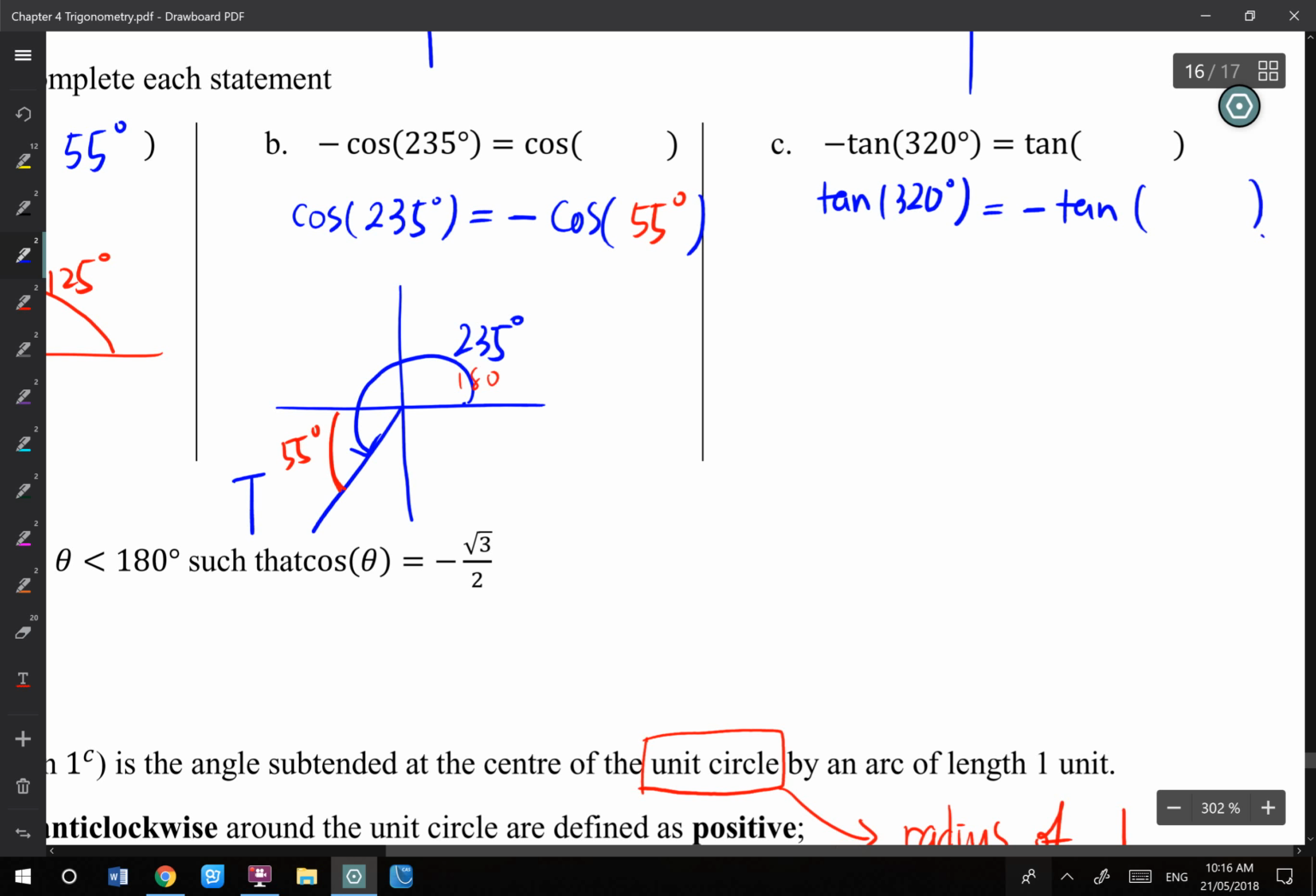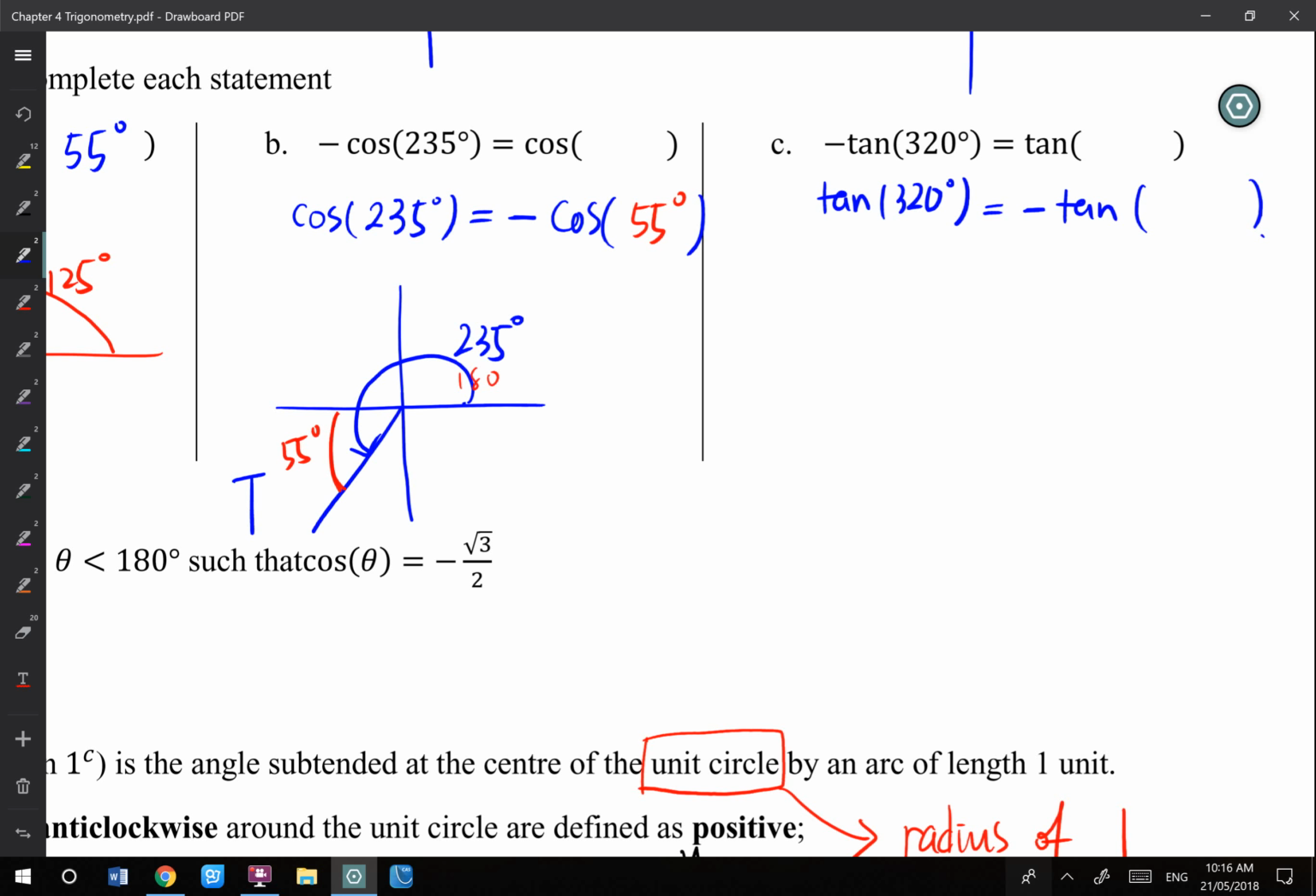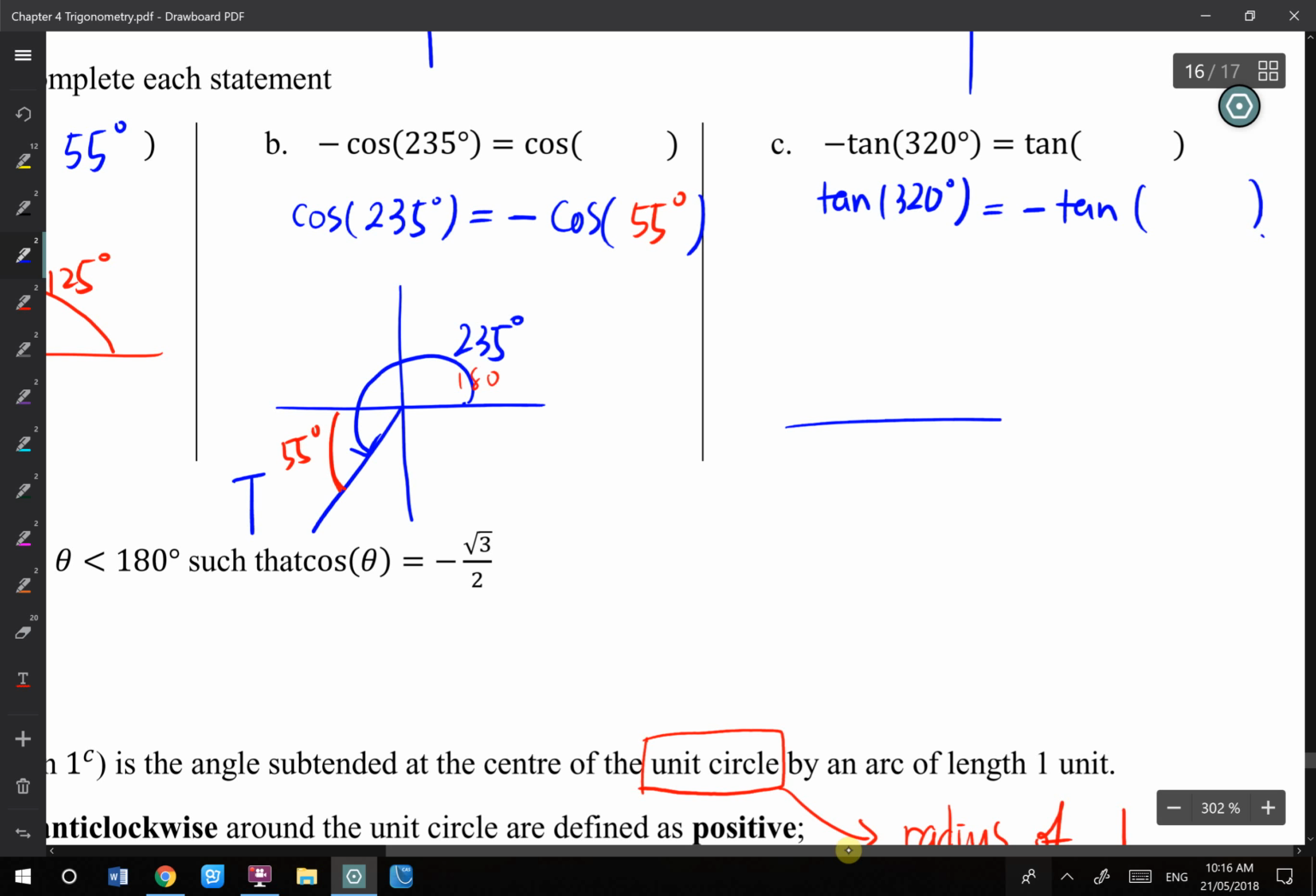Okay, tan 320 equals negative tan what? Okay, a negative tan what? So 320 is approximately here. Okay, that's 320.